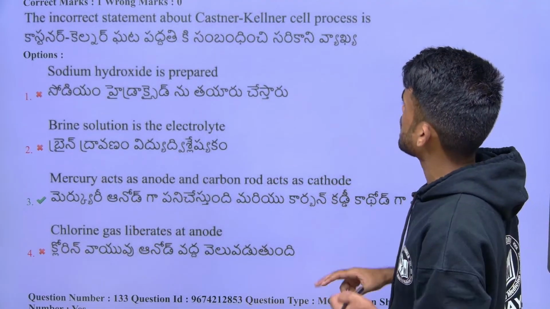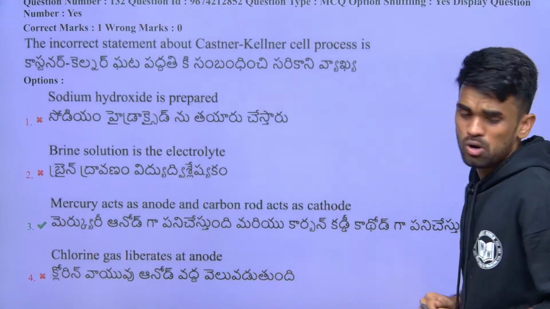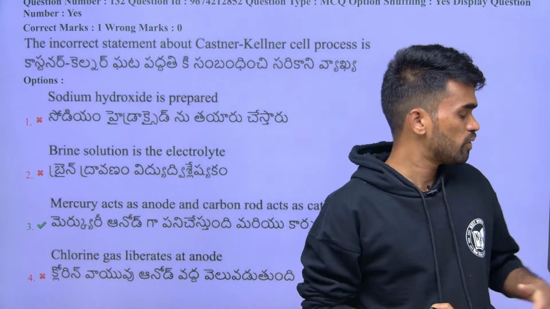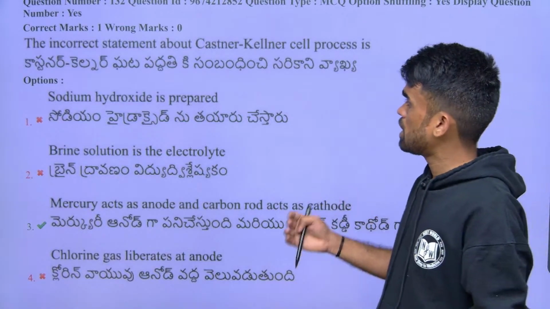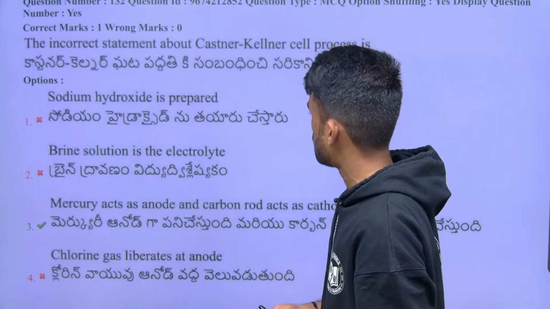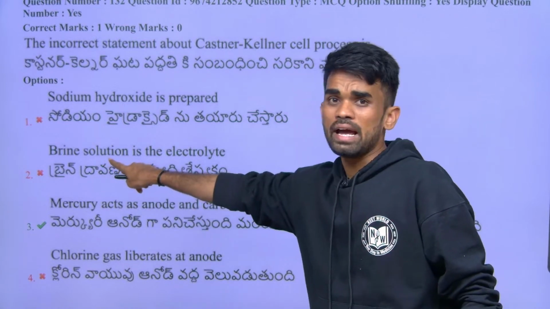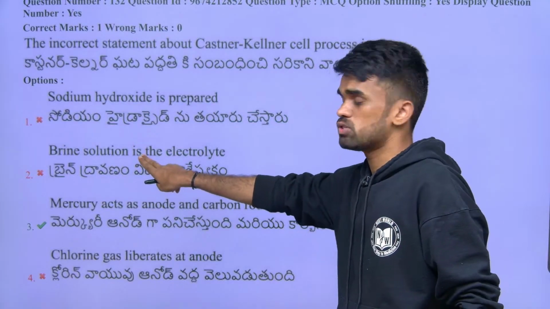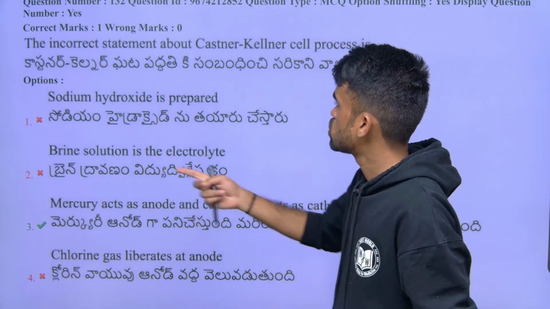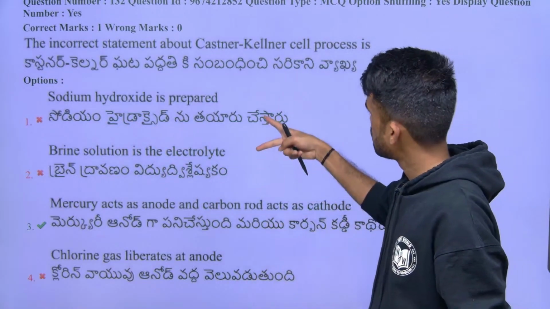Incorrect statement about Kastner-Kellner process. So what is this Kastner-Kellner process? This process is used for preparation or production of sodium hydroxide, right? NaOH production. So what will we be using? We will be using brine solution, the electrolyte, and sodium hydroxide NaOH is prepared. Yes, both statements are correct.